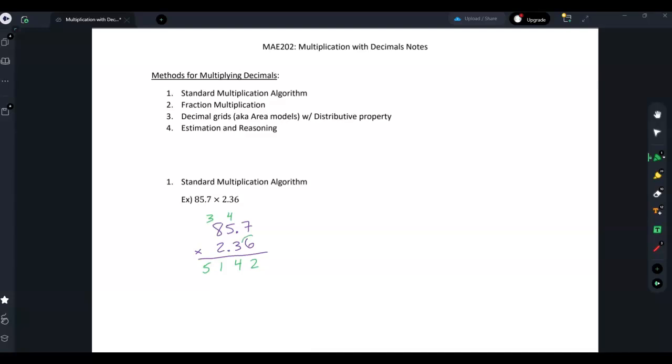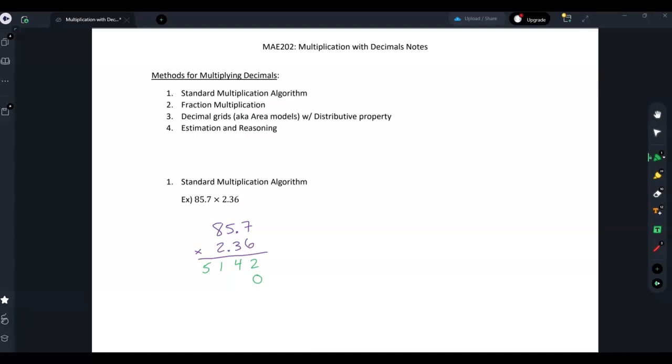So I already did 6 times everything. So next I'm going to do the 3 times everything. And I'm just going to move my way right to left across this bottom number. So every time that I move over to a new place value, I'm going to need a 0 placeholder. So since I'm moving over to the 3, I'm going to put in that 0. And it's good to either cross out or erase any of your regrouping from the last step so that you don't get it mixed up with your regrouping on this step.